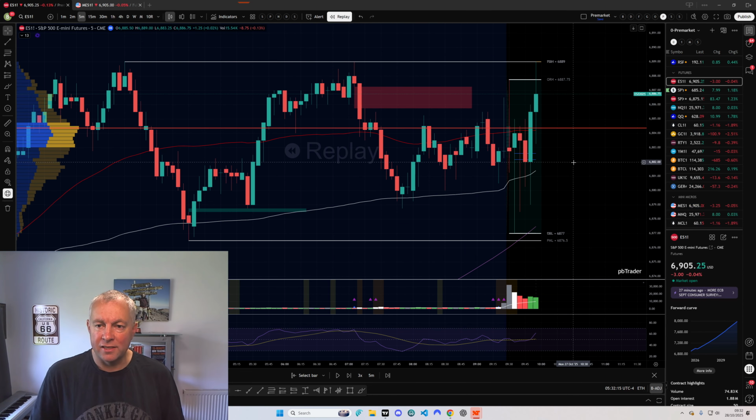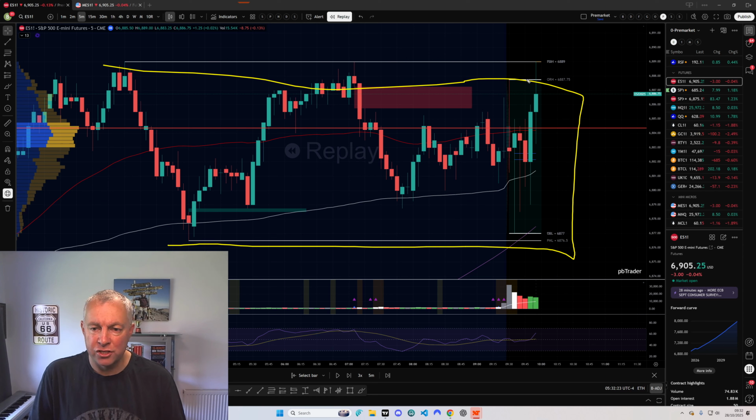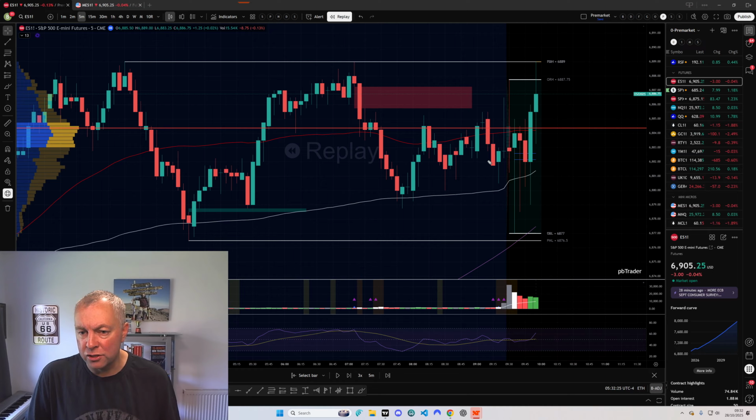So let's zoom in and take a look at what we're looking at. This is the opening range of the first 15 minutes. You can see we're inside the previous pre-market range. We are also putting in topping tail, bottom tail, topping tail. It's pretty ugly, and there's no trade.